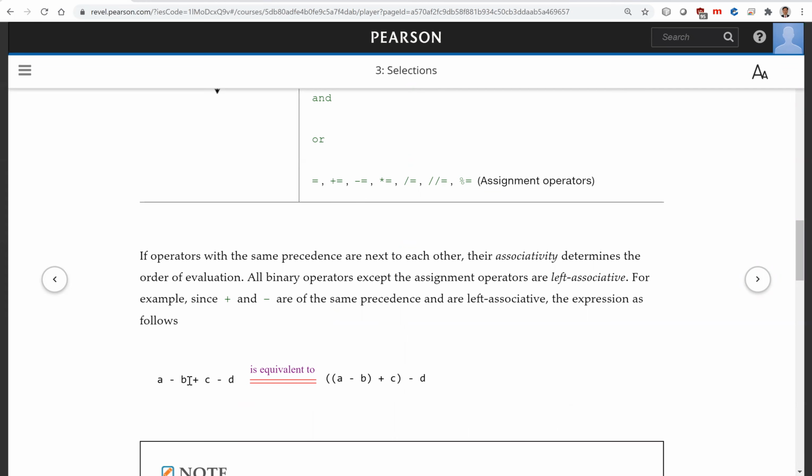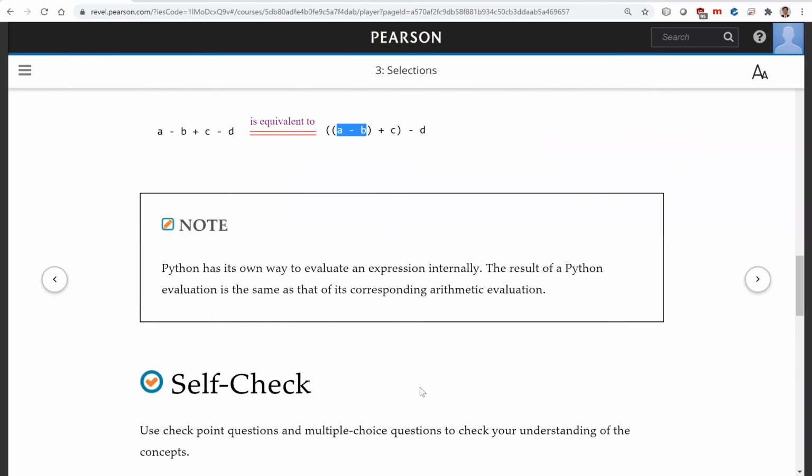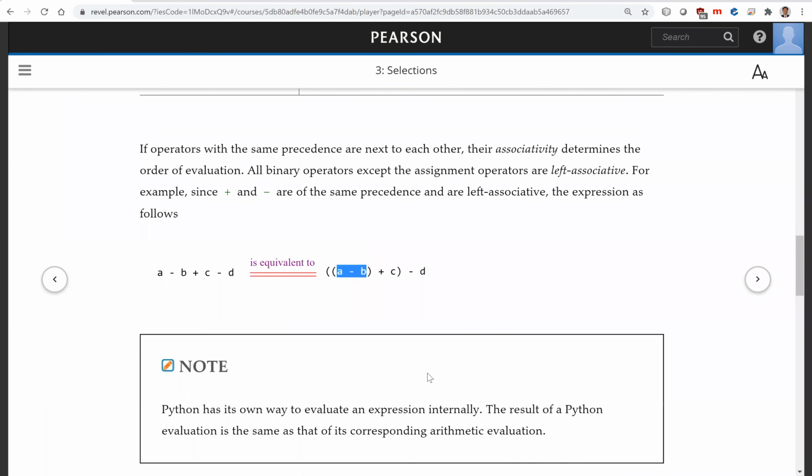So this is here. And you have all these operators, they're in the same order. So they're going to be executed from left to right. So this is left, this A minus B plus C, then minus D. Now, if you have the assignment operators, it's going to be from right to left.